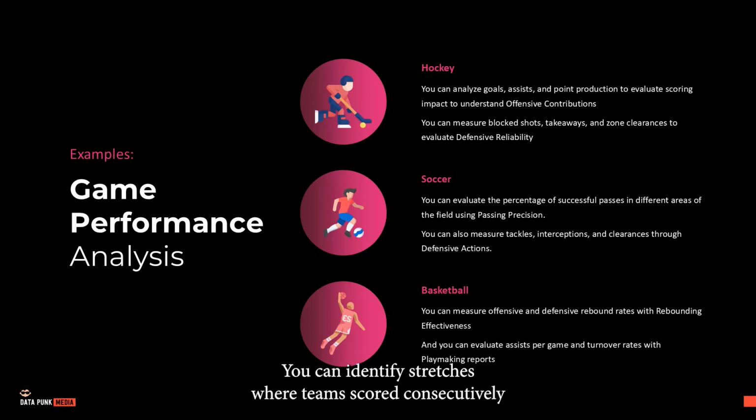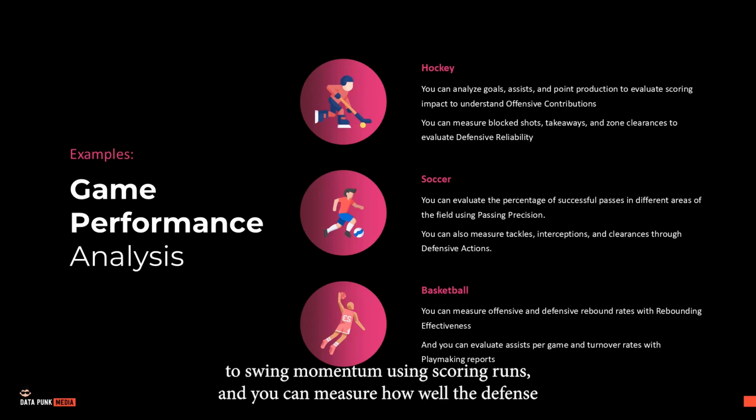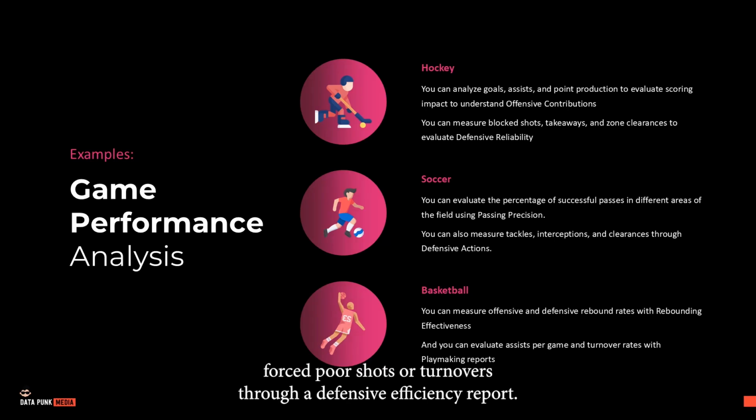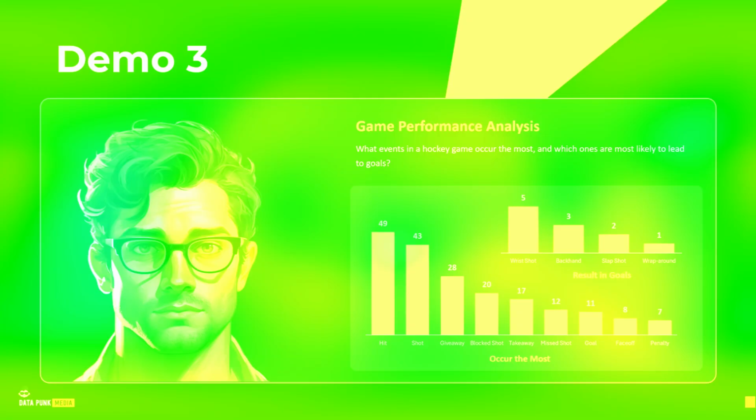For basketball, you can identify stretches where teams scored consecutively to swing momentum using scoring runs. And you can measure how well the defense forced poor shots or turnovers through a defensive efficiency report.